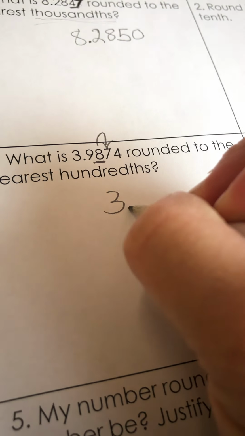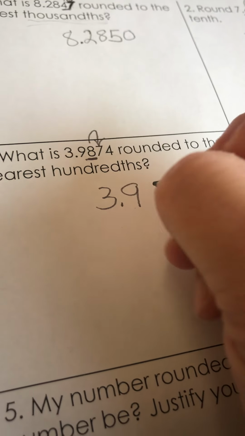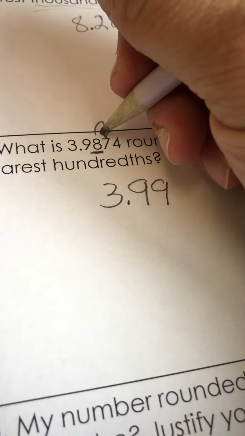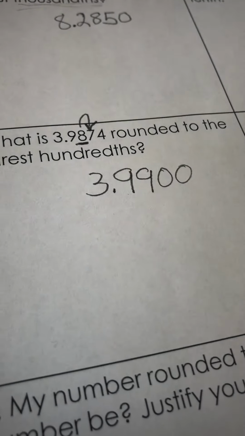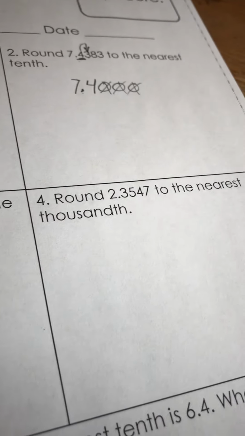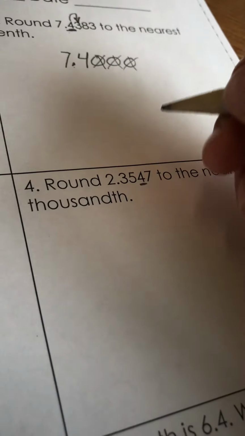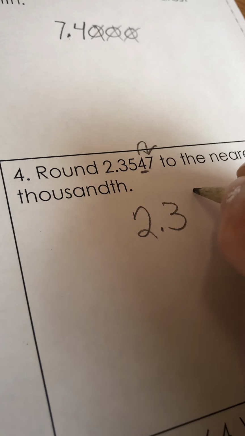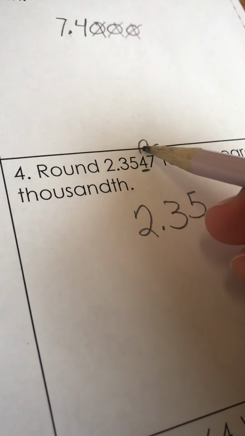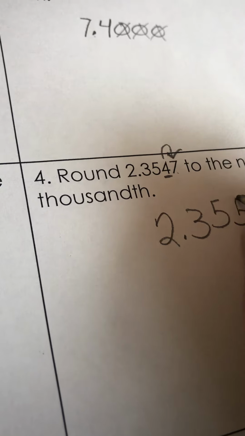So we have 3 and 9/10ths, and then this is going to change to a 9 because the 7 will tell that number to go up. We can add in the zeros. Since it's a decimal, we don't have to. Now we're going to round to the nearest thousandth. So I'm going to underline the number in the thousandth place. Look next door. All the numbers before it stay the same. The 7 is greater than 5, so that's going to tell the 4 to go up to a 5.